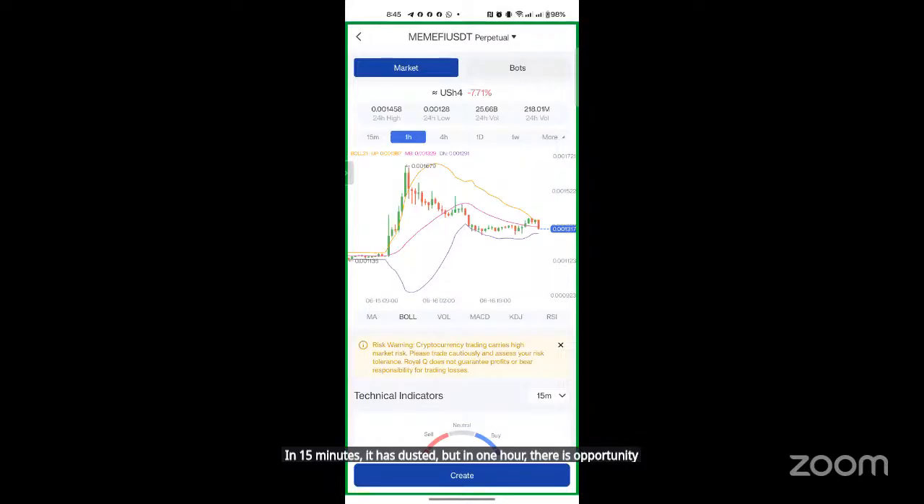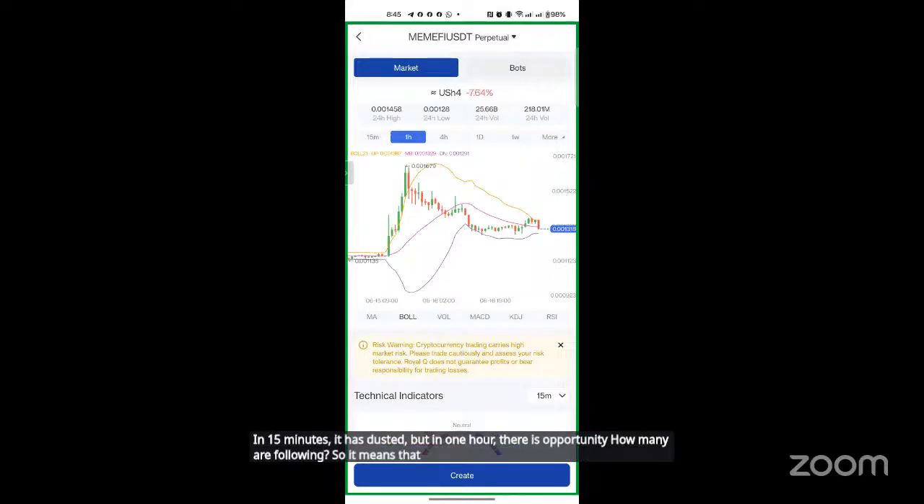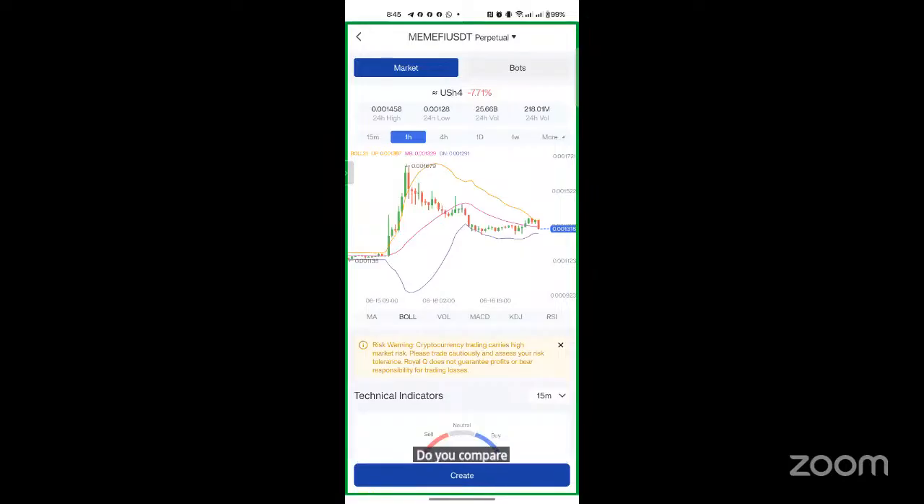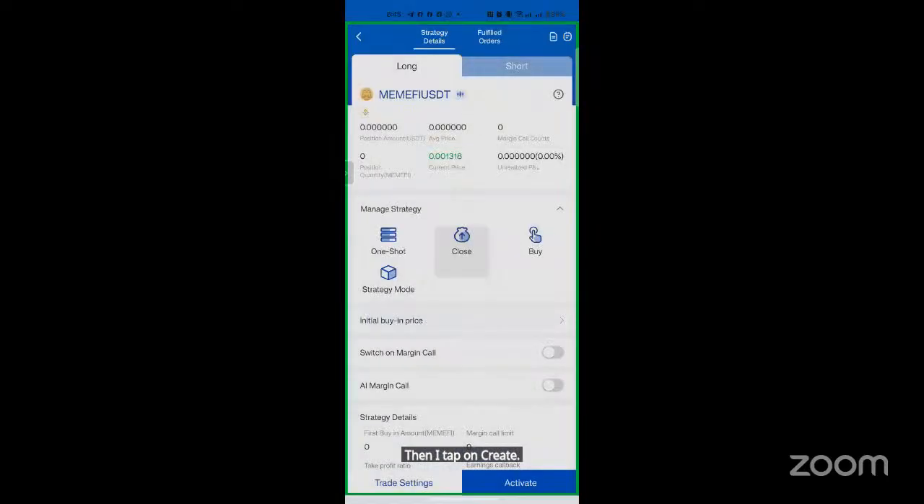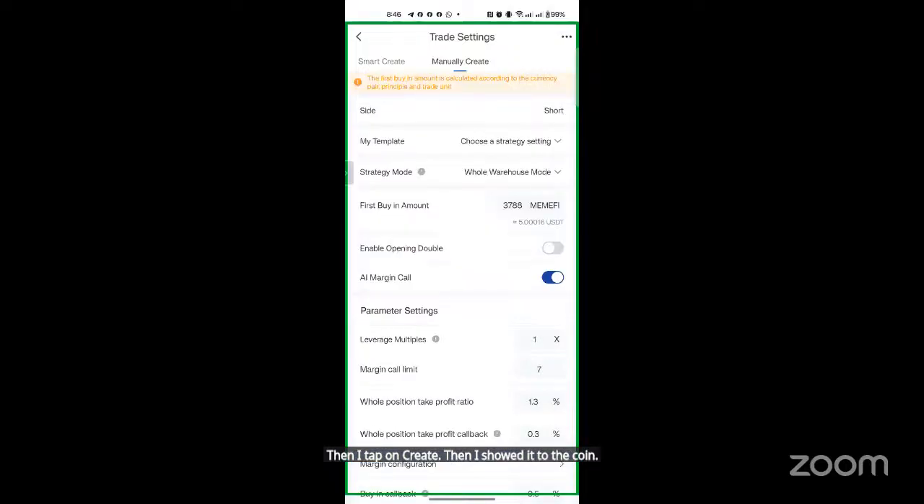How many are following? So it means that if I trade this coin, I can get my 1%. Do you copy? It will take a little bit longer, but my 1% is visible. Then I tap on create. Then I short the coin.